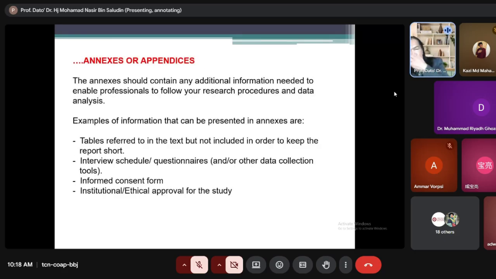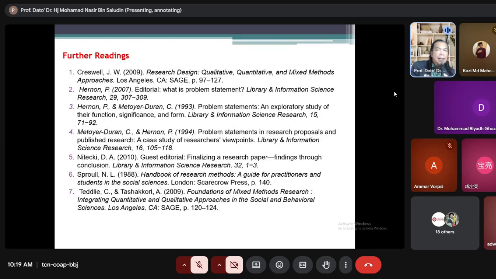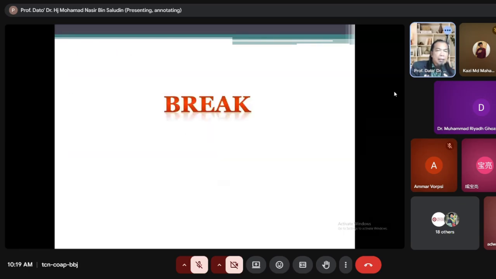Annexes and appendix. The annexes should contain additional information needed to enable professionals to follow our research procedure and data analysis. Not all you put in the content you put in annex or appendix. Examples of information that can be presented in annex are tables referred to in the text but not included in order to keep the report short, interview schedule, questionnaire, and other data collection tools, informed consent and institutional ethical approval for the study. That is further reading. If you want to study further, okay.